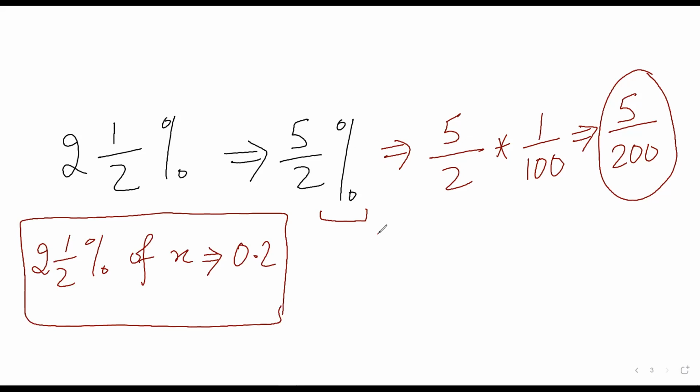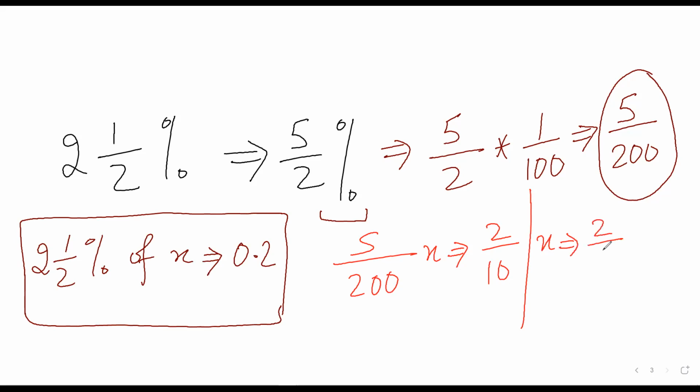So 5 upon 200 would be equal to 2 by 10. Satya, is it okay? Yes, sir. And then you have to solve for x. You can solve for x by multiplying both sides by 200 by 5. Satya, is it okay? Yes, sir. And then you solve, so this is 40, 40 upon 5 is 8. So what will be the answer? So 8.